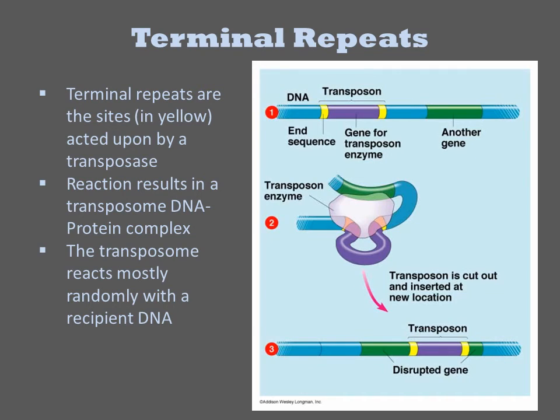Terminal repeats are DNA sequences that are acted upon by a transposase. They are the sequences bound by the transposase, are cleaved by the enzyme, and become covalently attached to it. This results in a transposome that can go on to randomly integrate into a recipient DNA.